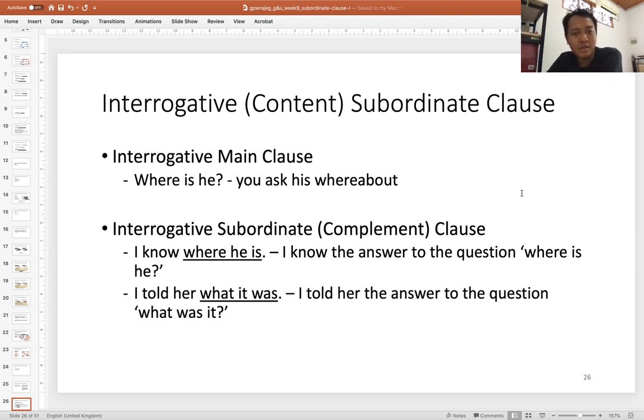In an interrogative main clause, such as "where is he," you don't know where he is. You ask his whereabouts. But in an interrogative subordinate clause, like "I know where he is," it means that I know the answer to the question "where is he," or "I told her what it was." It means that I told her the answer to the question "what was it." So that is the different implication of how you use interrogative in a subordinate clause and in the main clause.